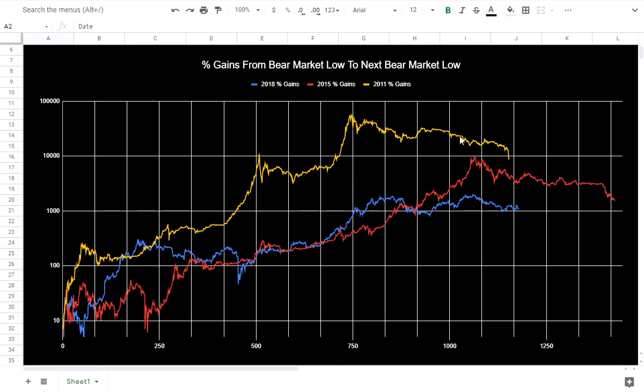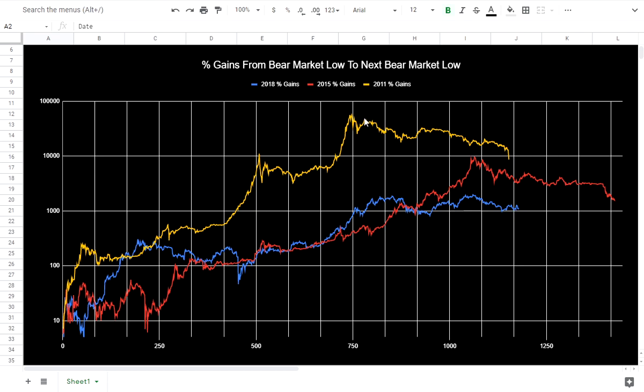So this is all three cycles now. They all start from 0% at their respective initial bear market low starting points. On the bottom here, we have the number of days, and on the vertical axis, we have the percentage gains. In yellow here is that 2011 to 2015 cycle. In red is the 2015 to 2018 cycle, and in blue is our current cycle.